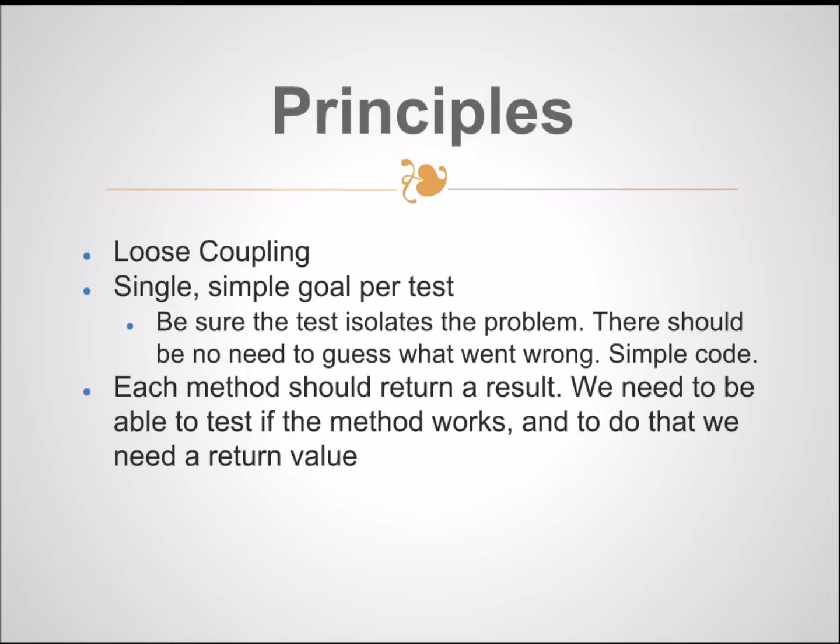Each test should have a single, simple goal. This idea of writing long methods that do lots is not a good idea for us. We want to write very simple methods with just 2 or 3 lines of code in them, and each method should return a result. All of our functions should return a result. The idea of having methods that don't return, sometimes called void methods, is something we should not have. Everything returns a result so that we can run a test on that result and see if it's what we expect.